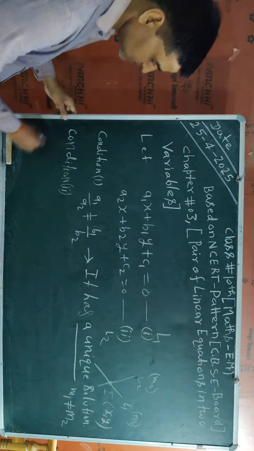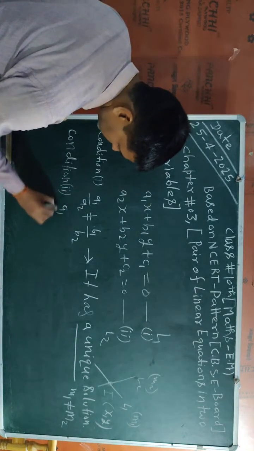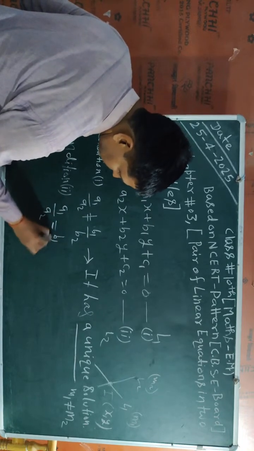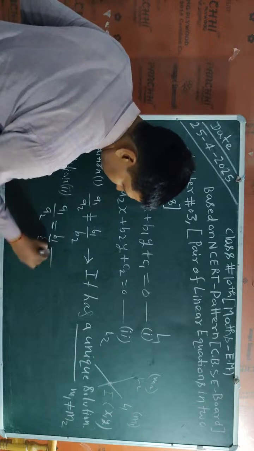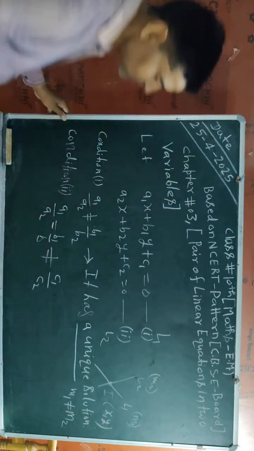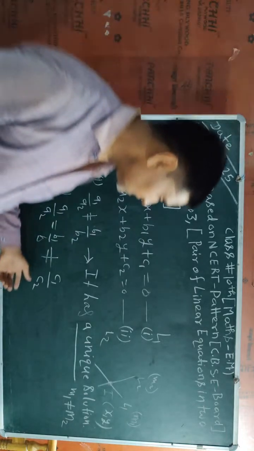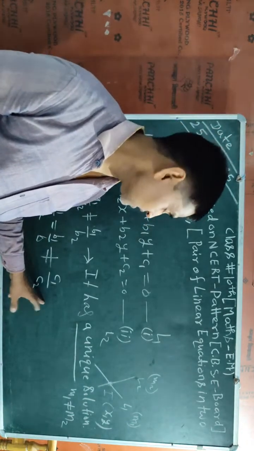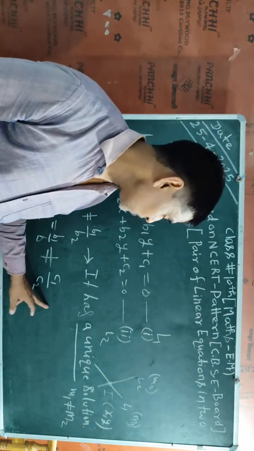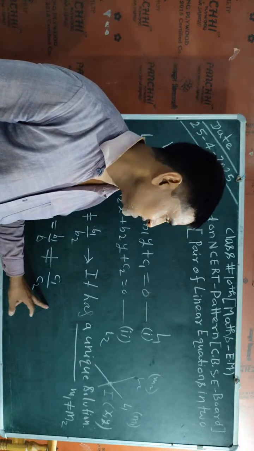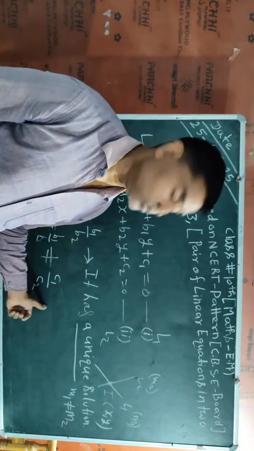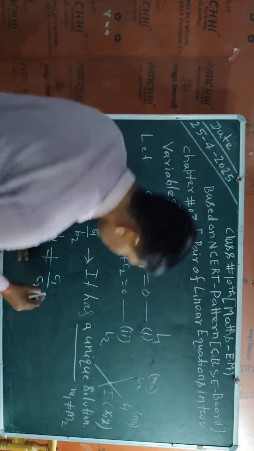Now condition number 2: if a1 divided by a2 is equal to b1 divided by b2, which is not equal to c1 divided by c2. It means that in this case both lines are parallel to each other. When both lines are parallel to each other, there will be no intersection point. If the intersection point does not exist, we cannot get the values of x and y. So in this case there is no solution.